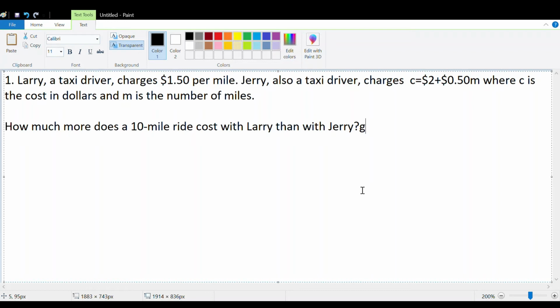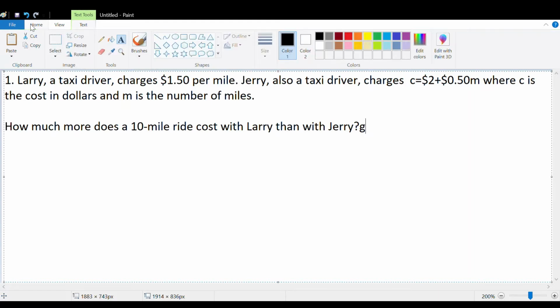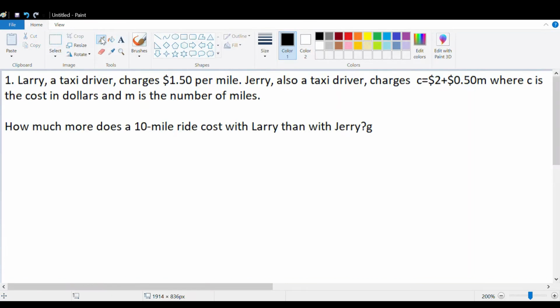Hello everybody, welcome to the first question and the only question in exercise 2 of lesson 3. Let's get straight to it. And as usual, let's get our marker. Let's start doing some math.